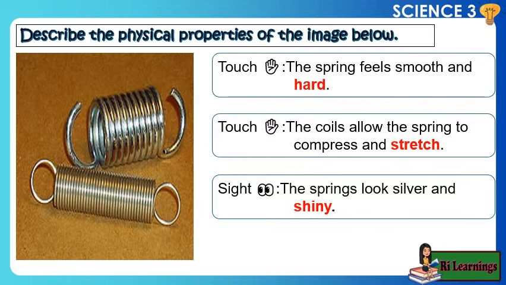Describe the physical properties of the image below. Touch: the spring feels smooth and hard. Touch: the coils allow the spring to compress and stretch. Sight: the springs look silver and shiny.